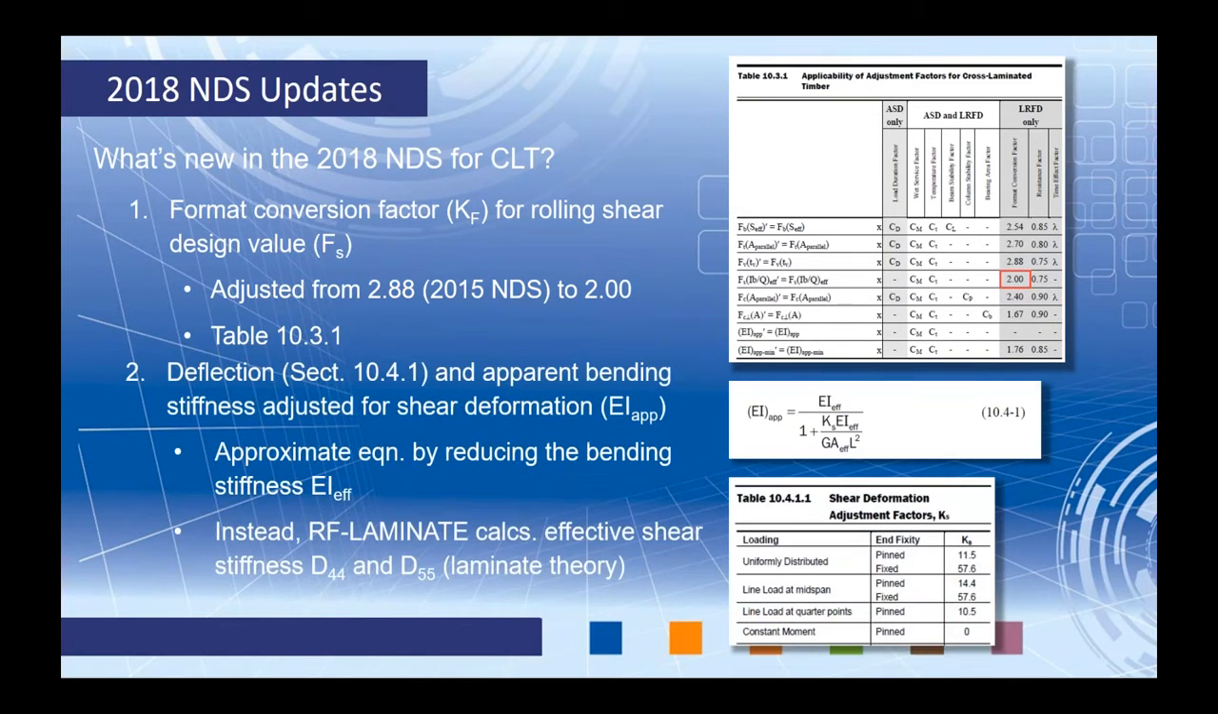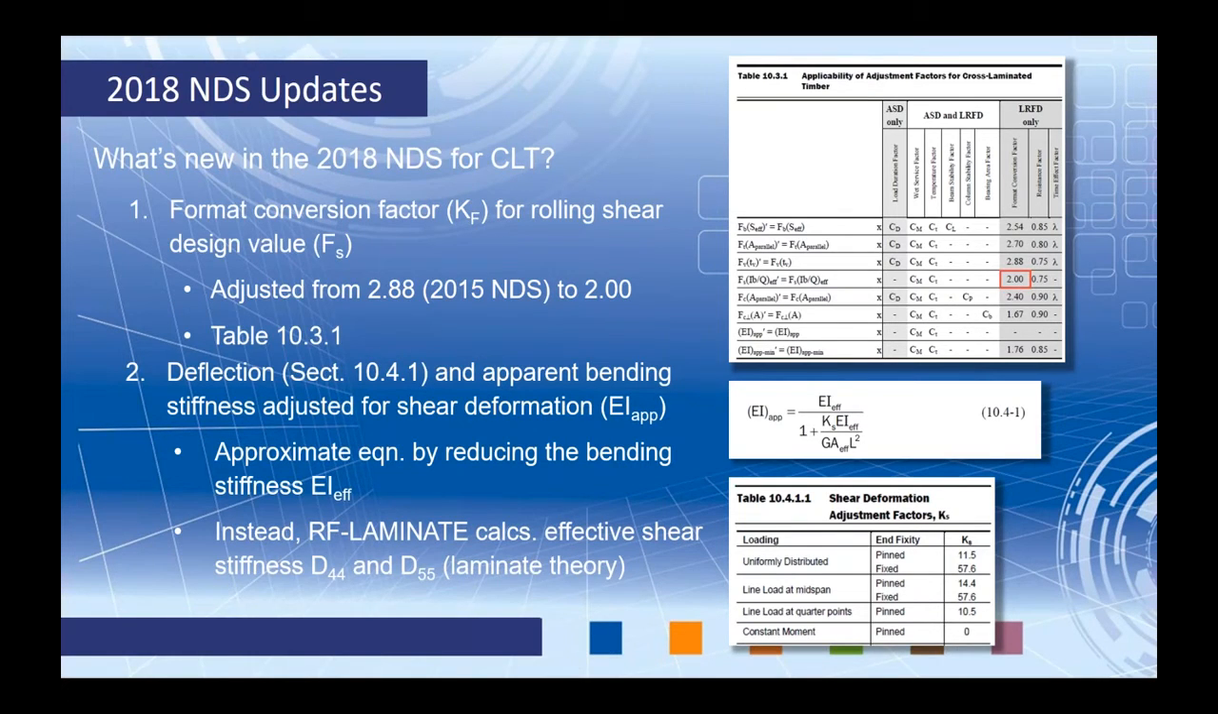As far as the second change, it actually is a little bit more complex. So deflection calculations are run according to Section 10.4.1. And what the NDS code tells us is that the apparent bending stiffness must be adjusted to account for shear deformation, and this is what you're seeing over here with this equation. So in order to calculate deflections, we should use this stiffness. And this is pretty much an approximate equation, and it's done by reducing the bending stiffness EI with a shear deformation adjustment factor K sub S. So we can see all of that here. So this equation was slightly modified, and it matches up a little bit more closely to the CLT handbook, but that's really the only second change.